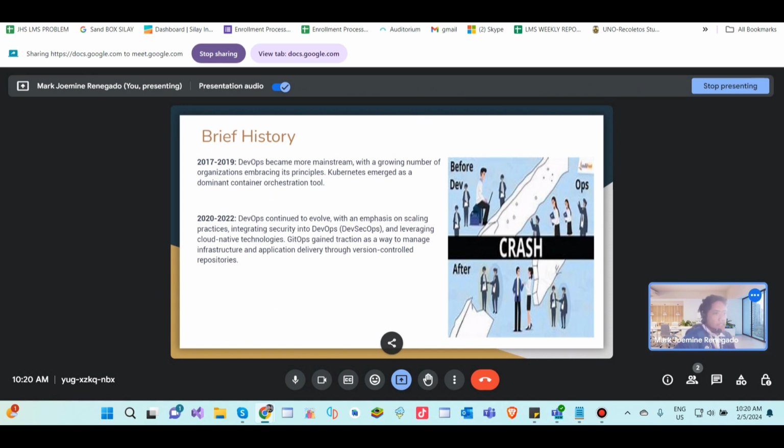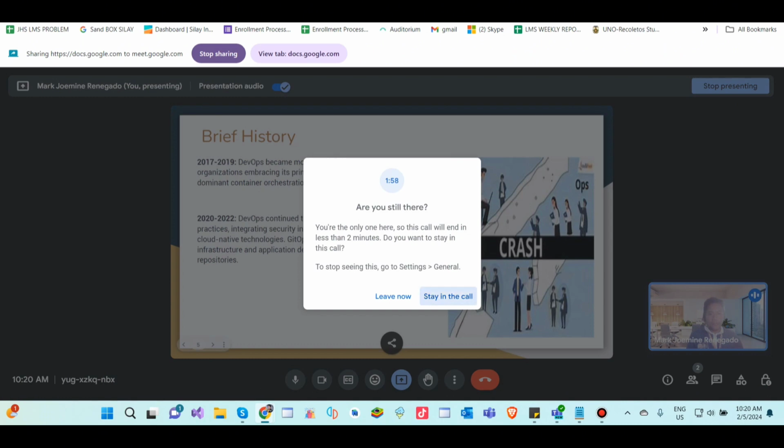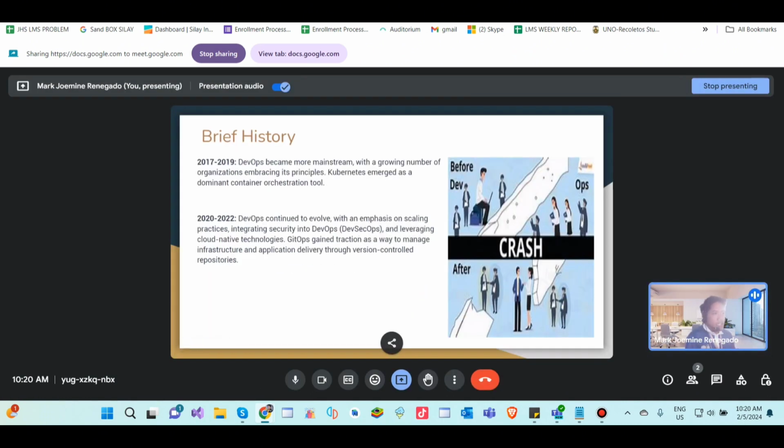So in the year 2017 to 2019, DevOps became more mainstream. When you say mainstream, it means a growing number of organizations embracing its principles now. So many companies are relying more on DevOps because of its benefits to their development and operations. Kubernetes emerged as a dominant container orchestration tool, right? So in the year 2020 and 2022, DevOps continued to evolve with an emphasis on scaling practices, integrating security into DevOps, or you can also say DevSecOps, and leveraging cloud native technologies. GitOps gained traction as a way to manage infrastructure and application delivery through version controlled repositories just like Git and GitHub. Right?